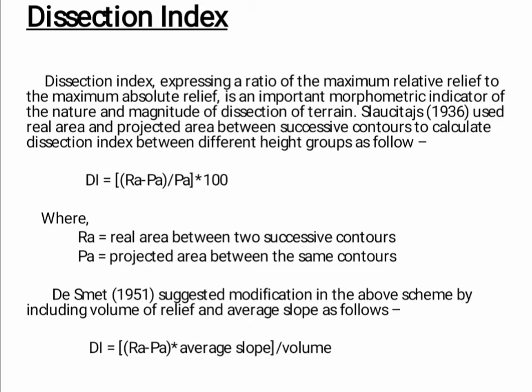DI is equal to Ra minus Pa divided by Pa into 100, where Ra is equal to the real area between two successive contours, and Pa is equal to the projected area between the same contours. D. E. Smith in 1951 suggested a modification in the above scheme by including volume of relief and average slope as follows. Then DI is equal to Ra minus Pa into average slope divided by volume.